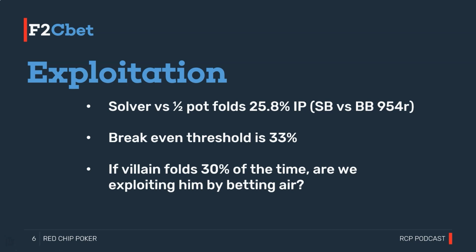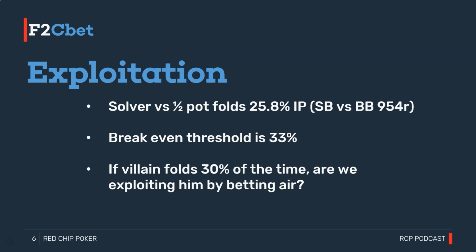The solver says, if big blind folds more than 25.8% of the time, he's exploitable. Whereas a primitive calculation suggests that our opponent is only exploitable by firing air if he folds more than 33% of the time against a zero equity bluff. So now imagine the scenario that our opponent is folding exactly 30% of the time. So according to the solver, he's folding too much, but according to the primitive break-even threshold calculation, he's not folding enough. Are we still exploiting our opponent in that scenario if we fire air?